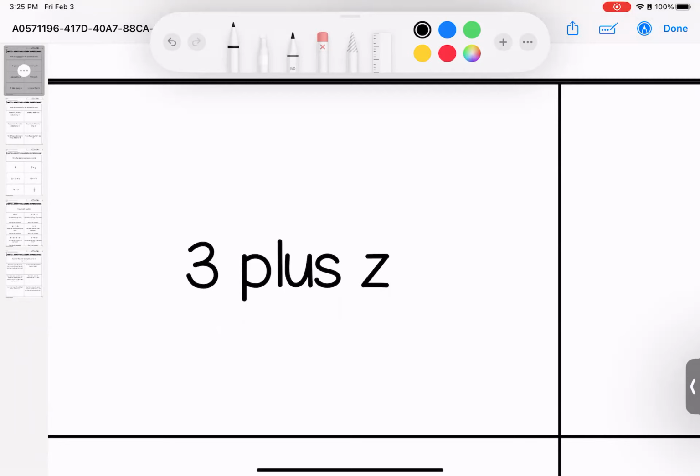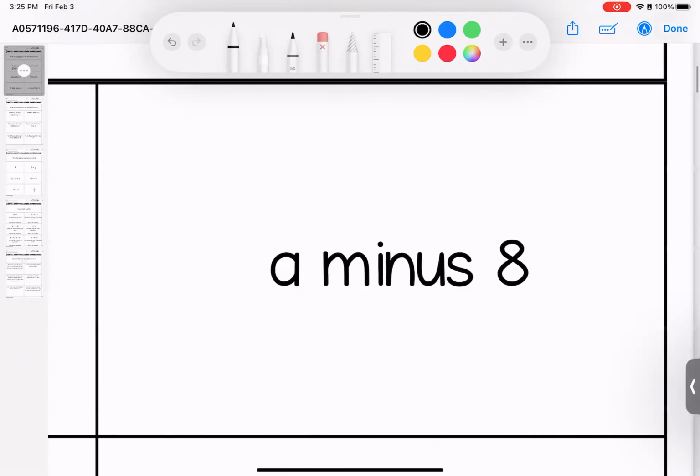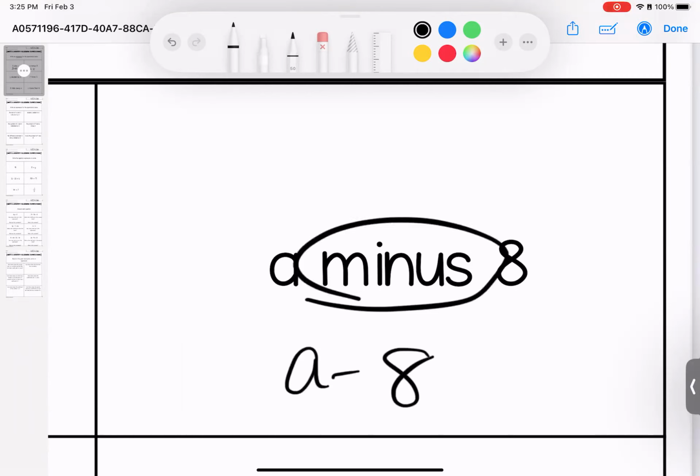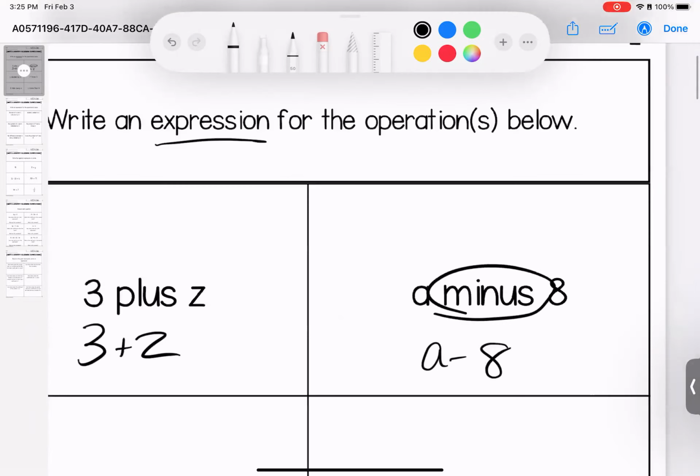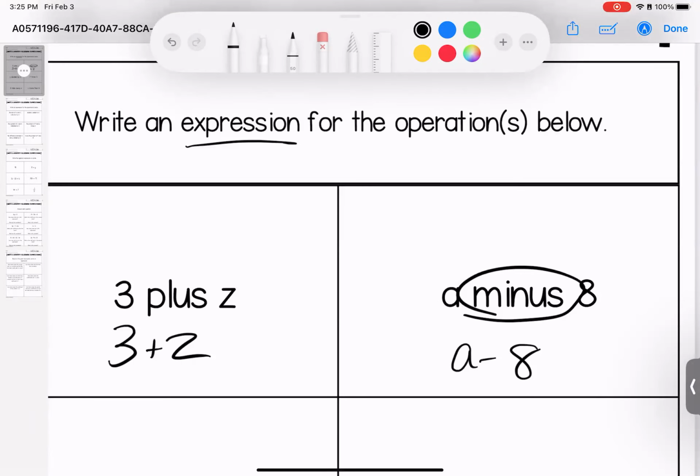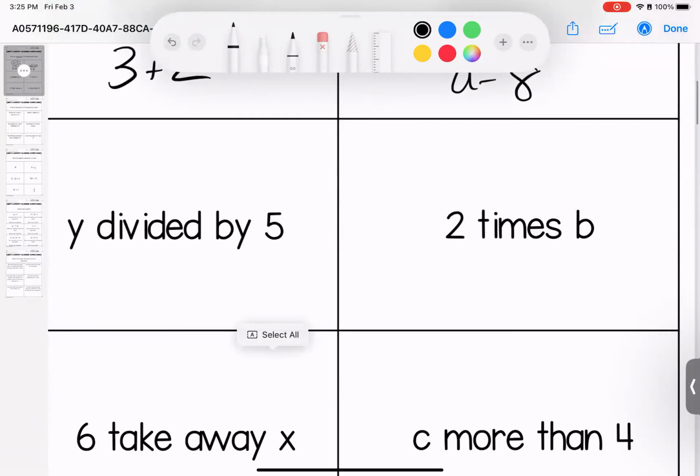So if we take 3 plus z, it looks like 3 plus sign z. A minus 8. Remember, with subtraction and division, the position of the number is important. There is only one correct answer. Now, if we're following the directions, 3 plus z should look like this, but if we wrote it this way, we'd still get the same answer. Not the correct order, but still the same answer.